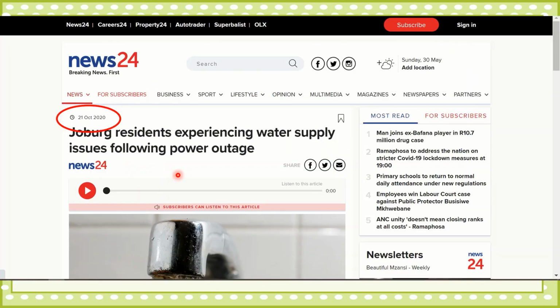The next one, Joburg residents experiencing water supply issues following power outage. Again, the date is wrong. This was for the 21st of October 2020. That's last year. So it's not really going to help me know what is going to happen today.